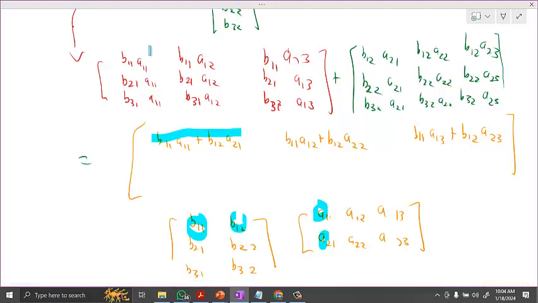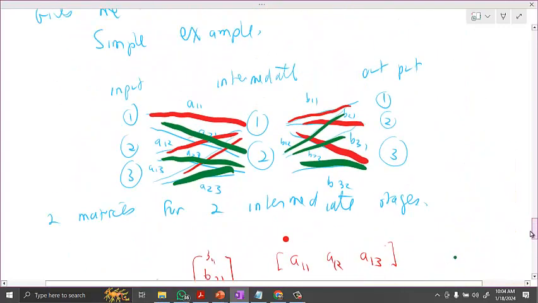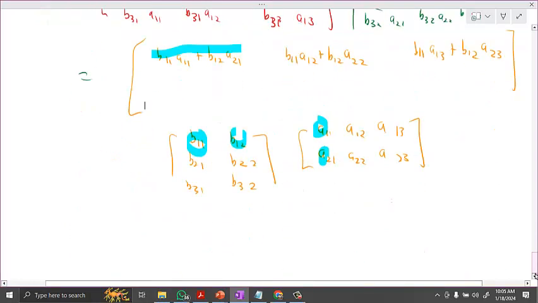So the point I'm trying to make is that you can write a matrix product as a sum of outer products. And each outer product relates to each intermediate state. So let me just write that, and then we can look at some exercises.